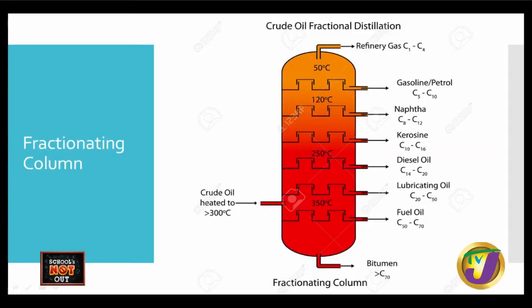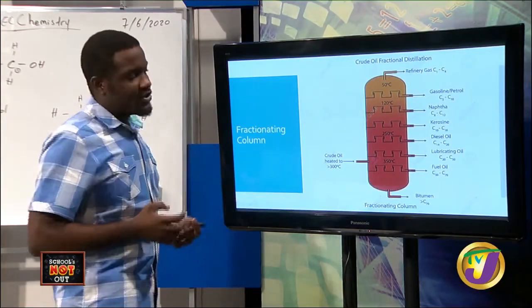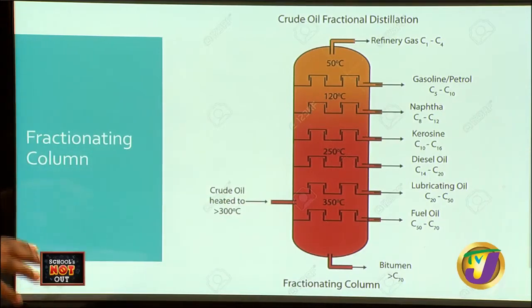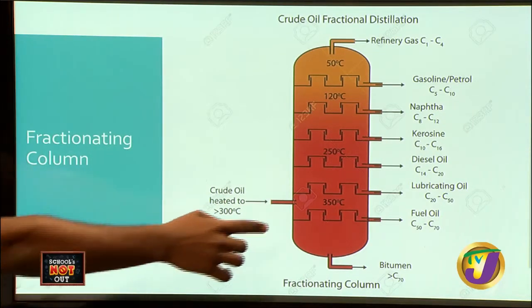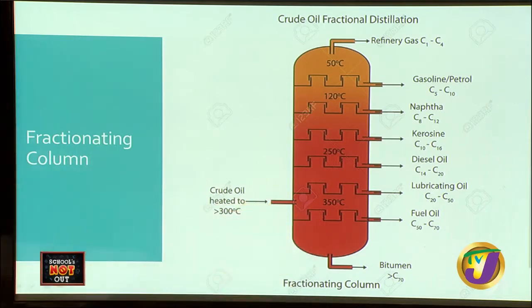So this is a fractionating column. What we do, when we collect our natural source of petroleum or the crude oil, we insert it at the bottom of the fractionating column. All right? So it goes in at the bottom at around 350 degrees Celsius, very hot.